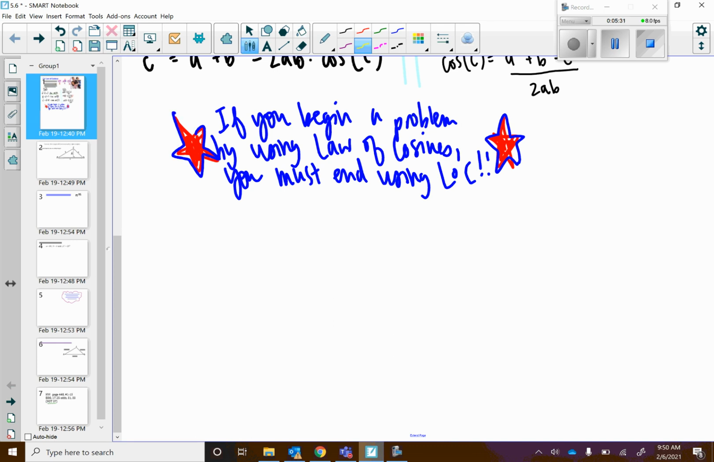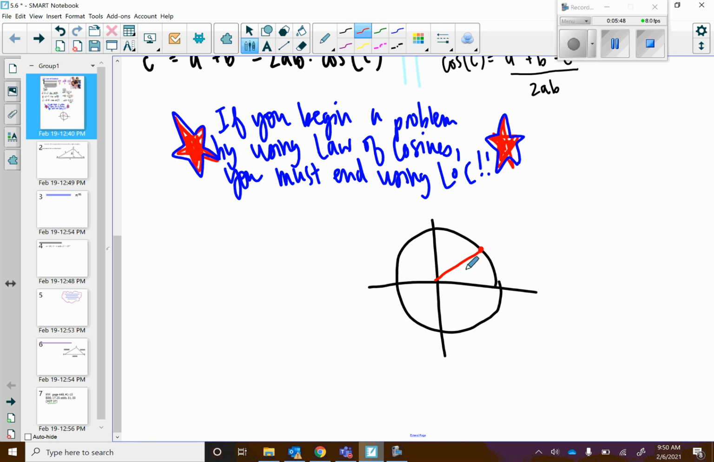I don't have a full, super detailed answer, but let me just show you an idea on the unit circle. So let's say I'm given an angle. Let's say this is my angle, and I know that this is some x comma y. Sine is y, cosine is x.